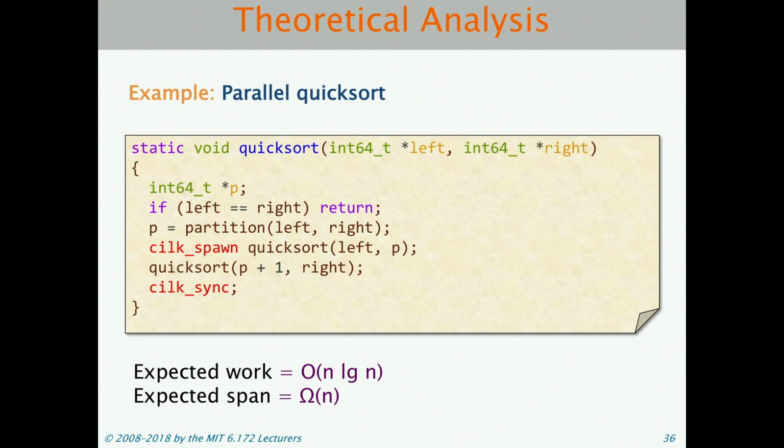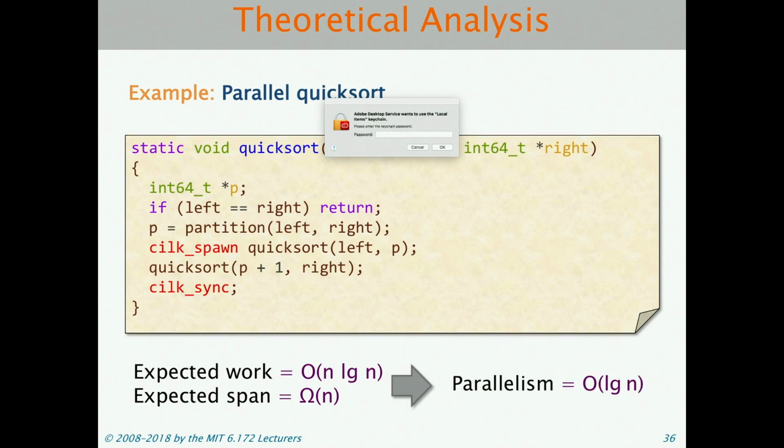The expected span bound turns out to be at least n. This is because on the first level of recursion, we have to call this partition function, which is going to go through the elements one by one. So that already has linear span. And it turns out that the overall span is also order n, because the span actually works out to be a geometrically decreasing sequence and sums to order n.